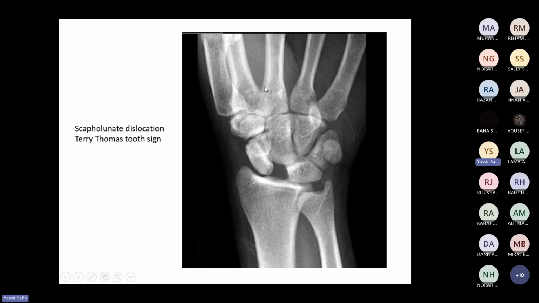Okay, what is this exam? Plain X-ray. What is this bone? Metacarpal. The first one. And what is this? Hamate. And what is this? Lunate. Are you sure? Yes, lunate. And what is this? Scaphoid. And what is this? Triquetrum. And what is this? Pisiform. Yes, thank you. But do you see any abnormality?